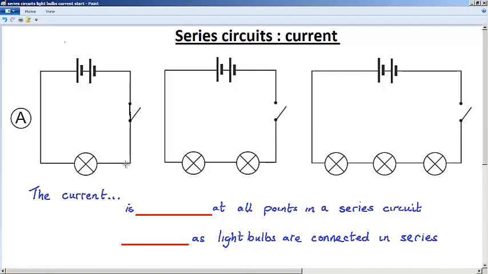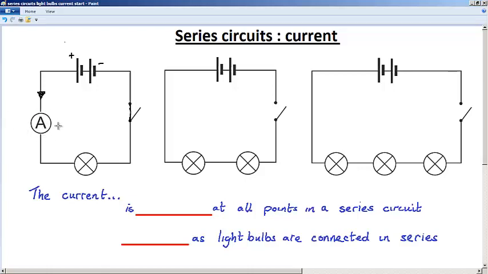Okay, and now what happens to the current in a series circuit? So I close the switch and a current flows in the circuit. Remember, it will flow from the positive terminal of the battery to the negative. So in this case it will flow in this direction, in an anti-clockwise direction. So if I want to measure the current in a series circuit, then I have to connect an ammeter into the circuit, and I will connect it in series. That's to say end to end.